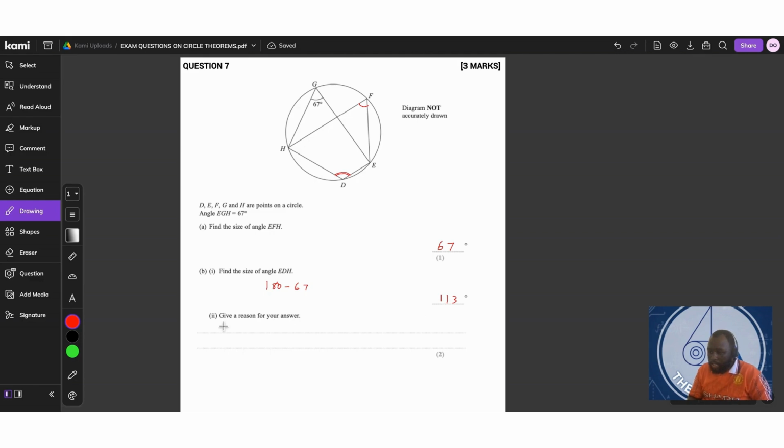And the reason is opposite angles. The reason is opposite angles in a cyclic quadrilateral add up to 180 degrees. So opposite angles in a cyclic quadrilateral add up to 180 degrees. So that is a very simple case and a very simple question. Let's move on to the next one.